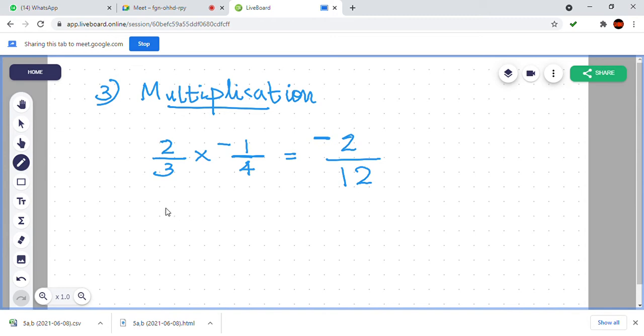Okay, now let us multiply in the reverse order. First we take negative 1 by 4 times 2 by 3. Now only listen, no need of copying, you wait. Minus 1 by 4 into 2 by 3, that is also negative 2 by 12. When we multiply, we have the same answer, negative 2 by 12. That means in case of multiplication, this property is true.